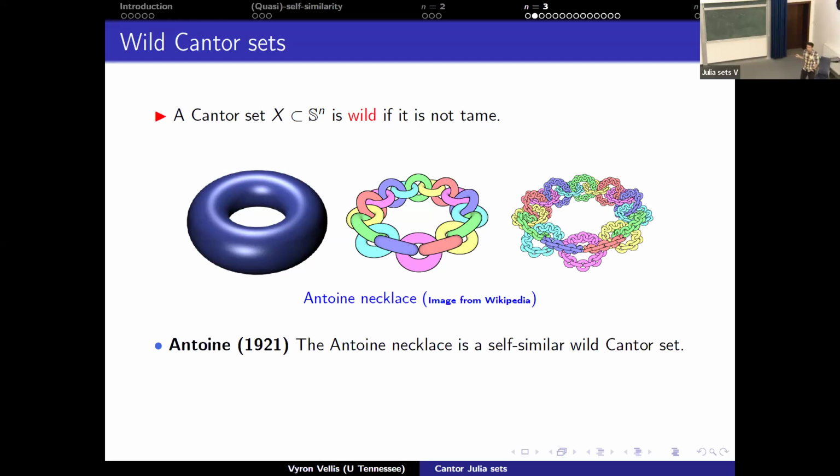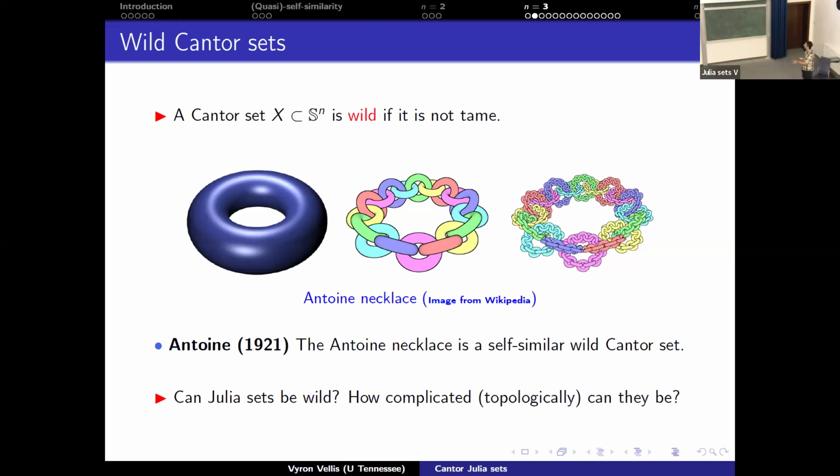So why is this wild? Well, one can compute, which is not easy, that the fundamental group of the exterior is non-trivial. In fact, if you take a loop around this Cantor set, you cannot contract it without hitting the set. Which, if it was tame, you wouldn't be able to do that, because for the standard Cantor set, you can contract things, but you cannot contract things here.